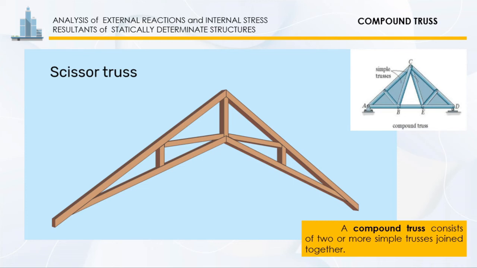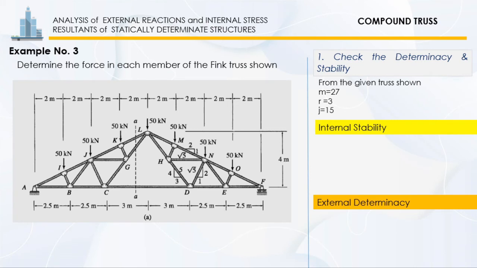So, let's have here an example. Example number 3, determine the force in each member of the pink truss shown. The pink truss shown is a compound truss formed by connecting two simple trusses, ACL and DFL, by a common joint L and a member CD. So before we proceed with our computation, let's check first its determinacy and stability.